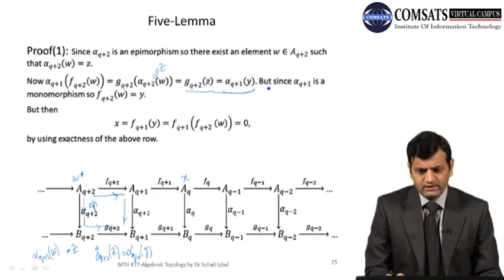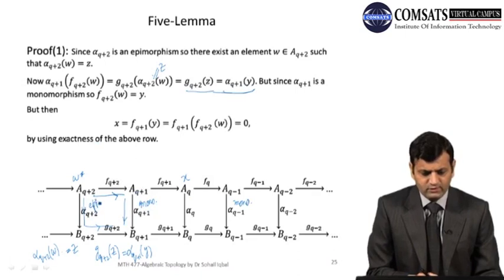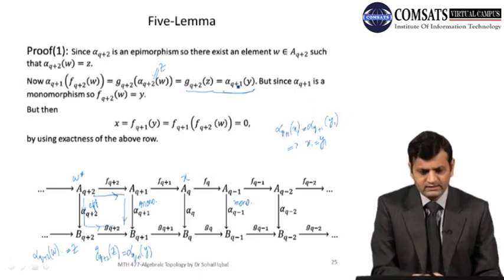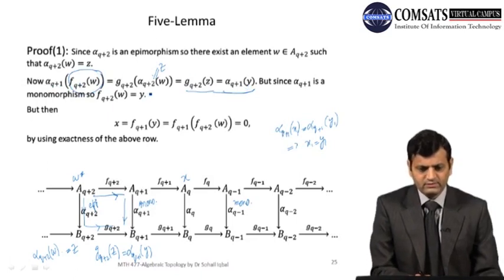But since alpha_{q+1} is a monomorphism, remember that this is a monomorphism, this is a monomorphism, and this is an epimorphism. Alpha_{q+2} is an epimorphism. So since alpha_{q+1} is a monomorphism, in other words alpha_{q+1} of x1 equal to alpha_{q+1} of y1 implies that x1 is equal to y1. That's the definition of monomorphism, and since alpha_{q+1} of this element is equal to alpha_{q+1} of y, y must be equal to f_{q+2} of w.